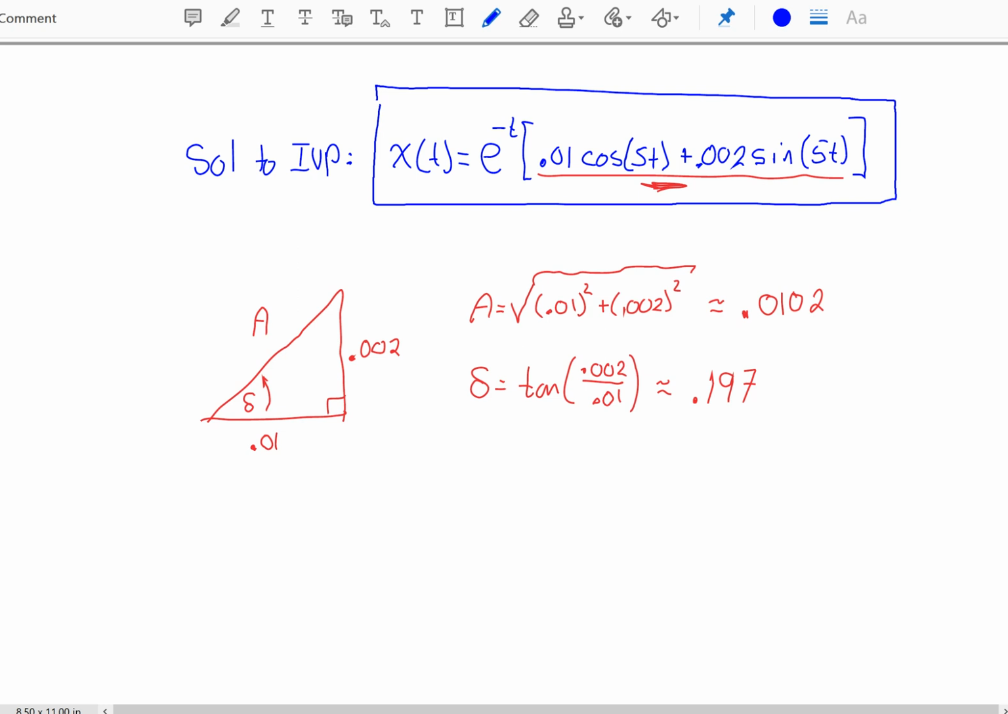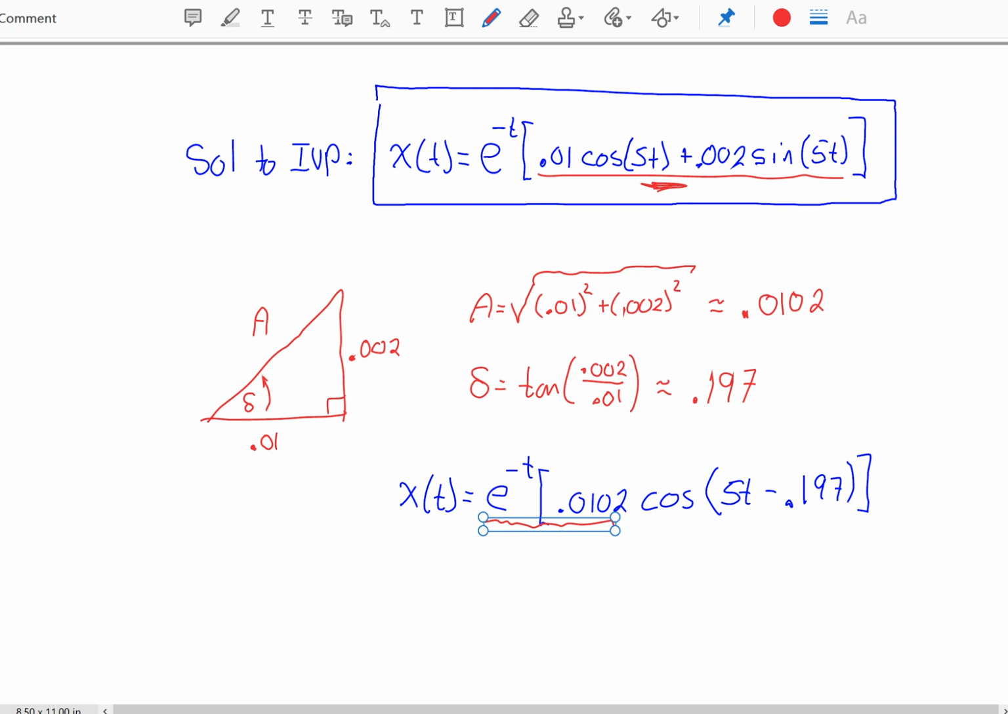This is going to allow us to rewrite the solution to our initial value problem as e to the negative t, and it's going to be 0.0102 cosine of, now it's going to be 5t minus our phase angle, 0.197. Again, I would like to rewrite this expression without the brackets and change the order of our terms. So I want to write this as x of t equals 0.0102 e to the negative t cosine of 5t minus 0.197. And this is the solution to our initial value problem that I would like to use.